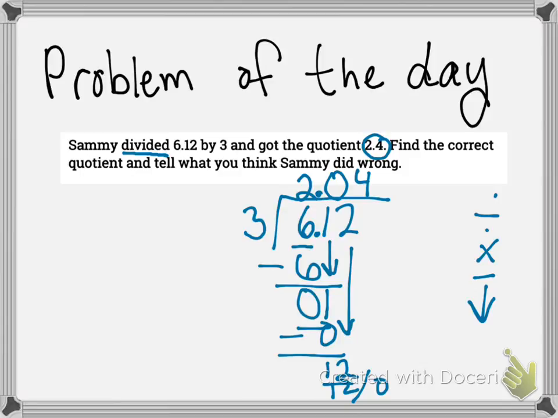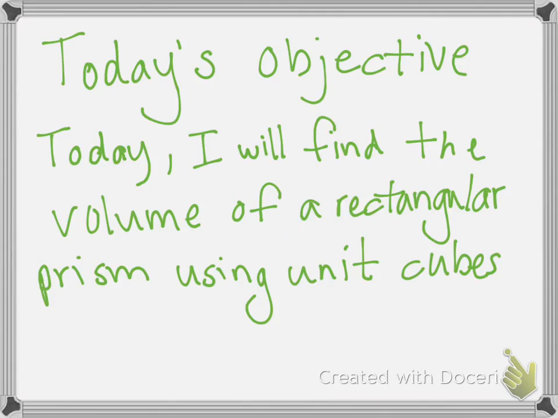What she did wrong is when she was at the 1, she skipped it and brought down again. She just went ahead and brought down that 2 right next to the 1 and went 3 into 12 and ended up with 2 and 4. So she brought down twice in a row, and you can't do that. You have to follow these steps even if the answer is 0. Hopefully you got that right. If not, figure out what you did wrong.